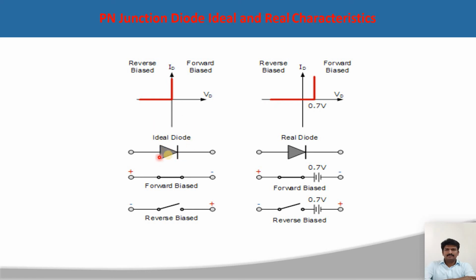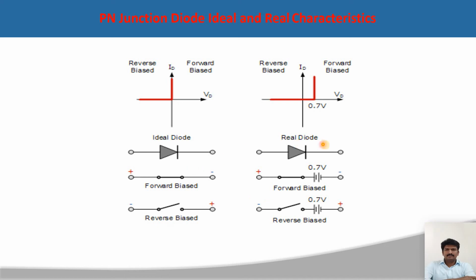Here the ideal diode symbol is like this. The real diode symbol is also like this. Here we have the electrical circuit equivalent for the ideal diode. A diode can be represented like a switch. In the forward bias, the switch is closed. In the reverse bias, the switch is open.